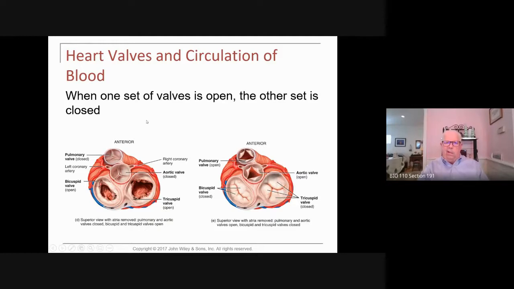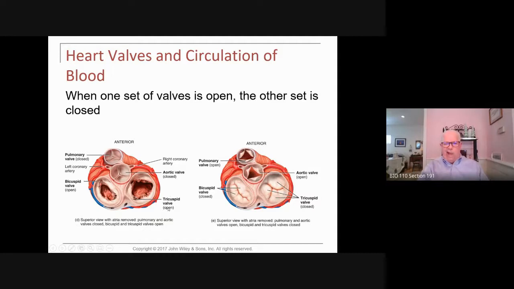What's important is that when one set of valves opens, the other closes. Let me talk to you about these valves, okay? The AV valve. There is a bicuspid valve and a tricuspid valve.